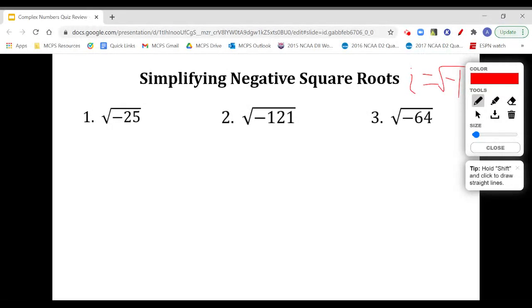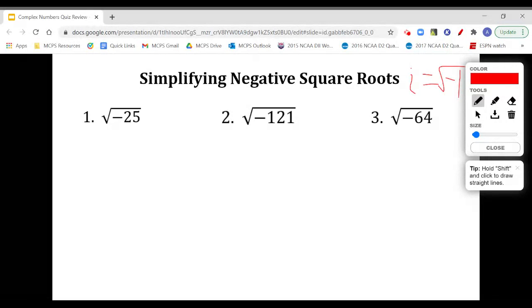So if you look at number 1, for instance, we have the square root of -25. Now, if there was no negative there, you could take the square root of 25 and your answer would be 5. You'd be good to go. But there's a negative under that square root sign, and your whole life you've learned that you can't take the square root of a negative number. And that's because the square root of a negative number is not a real number.